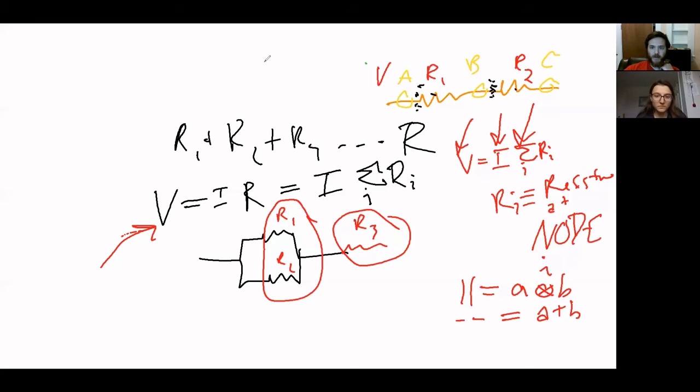some parallel circuits. So we're going to talk about capacitors in a circuit and inductors.